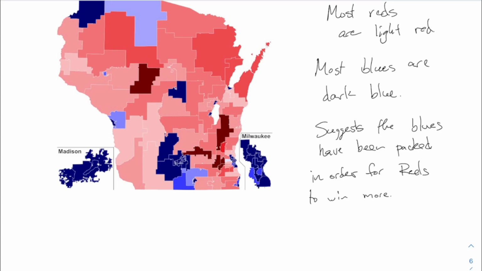You don't look at the colors, but if I actually gave you the numbers for all of these districts, you could analyze the numbers and determine that the blues have been packed more than the reds have. And that is a red flag.